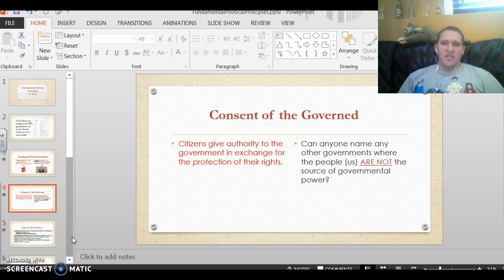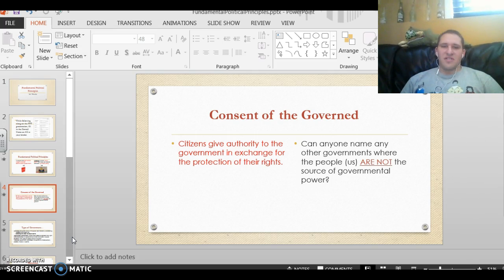The first of the principles is consent of the governed. And one way of thinking about this is consent means power. The governed are the people living in the government. So another way to state this is power of the people. And it's basically this contract. It's not a real contract that we sign, but it's kind of an unwritten contract where the government will give people protection of their rights in exchange for the government having the authority to rule them.